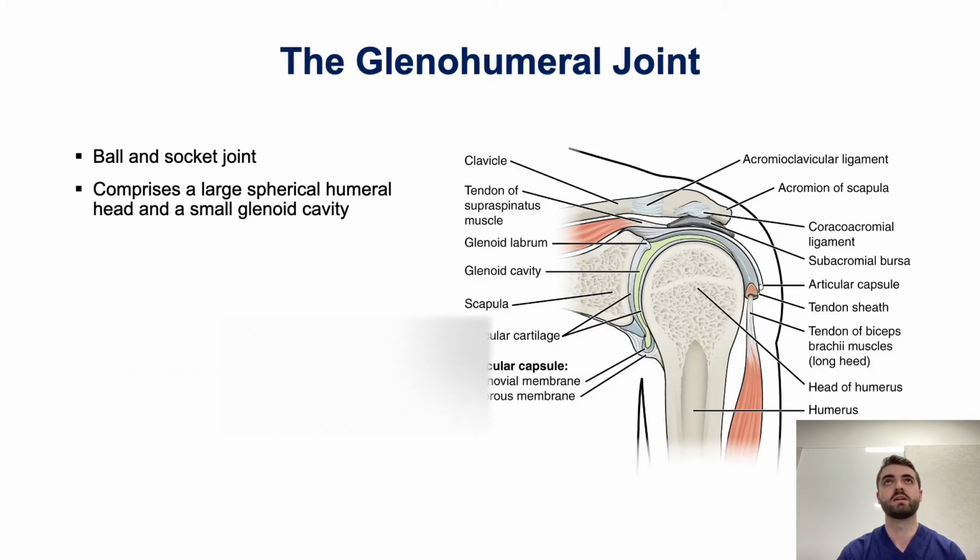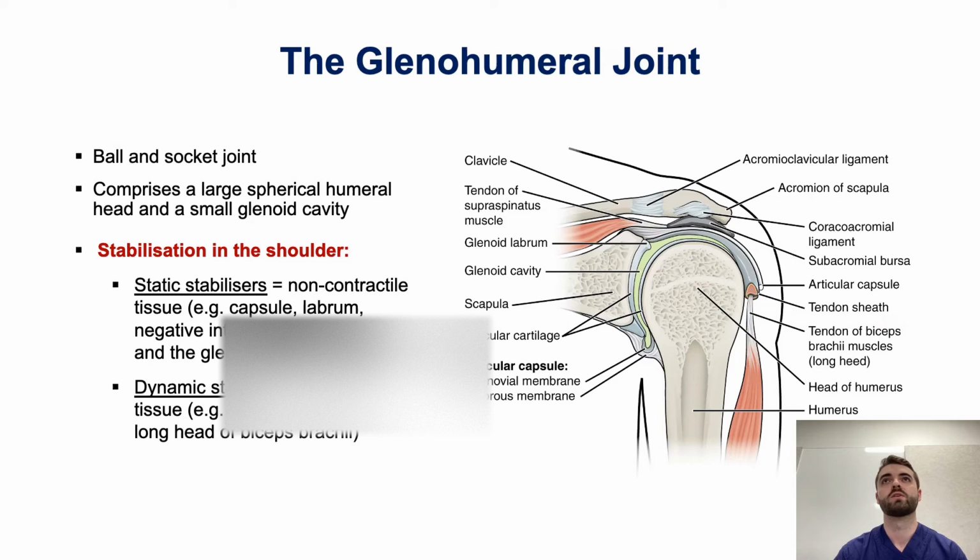So the glenohumeral joint first. It's a ball and socket joint, the ball being the head of the humerus here, and the socket being the scapula. It comprises a large spherical head inside this small cavity, and what that means is that it's quite a mobile joint, but it can also be quite unstable. So in order to get the stability of the shoulder, there are 2 main things.